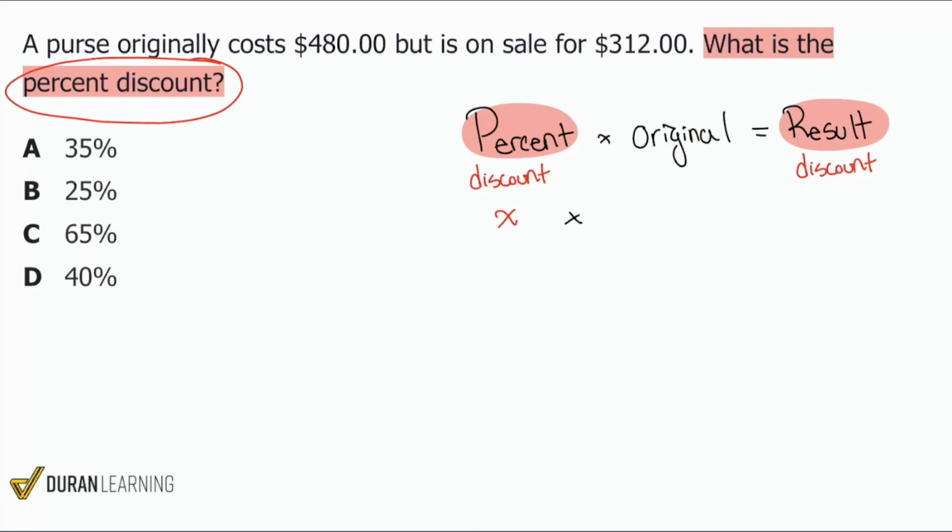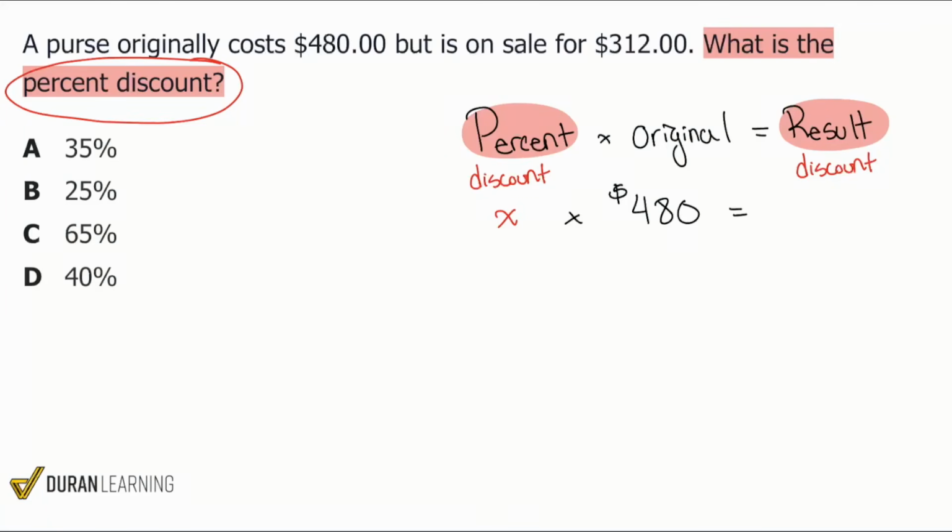When we take a look, we have 480 and 312. Which one of those is the original amount from the beginning, the cost in the beginning? Yeah, it's going to be 480 because a purse originally costs $480. Again, originally in the beginning, before we did anything. So that would be 480 right there. And everybody, what was the result? The resultant cost. What did we pay at the end? We paid $312 at the end.